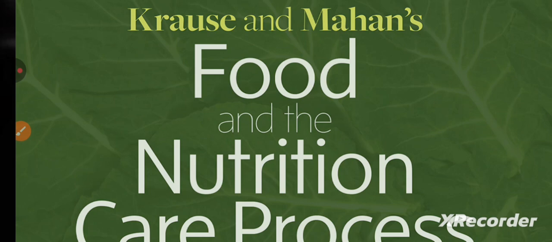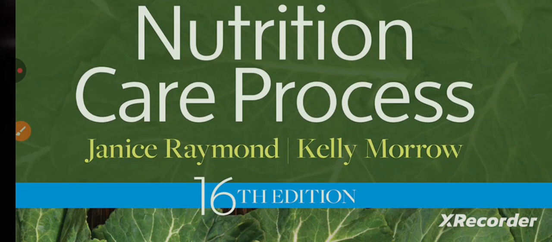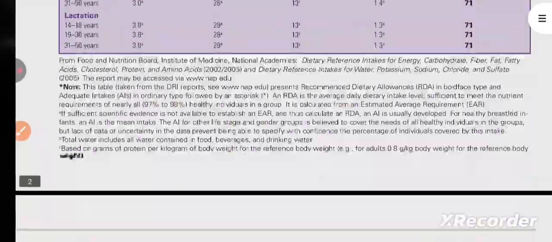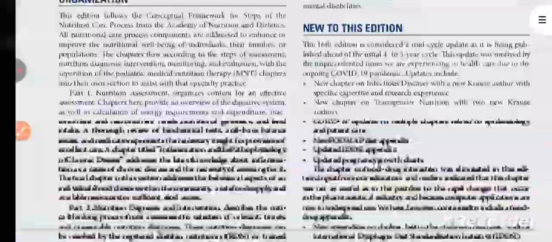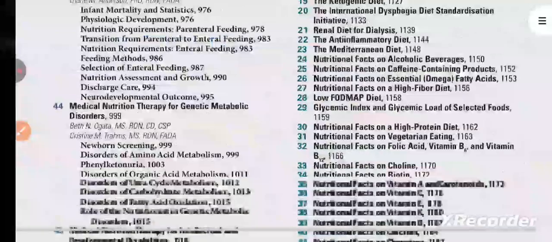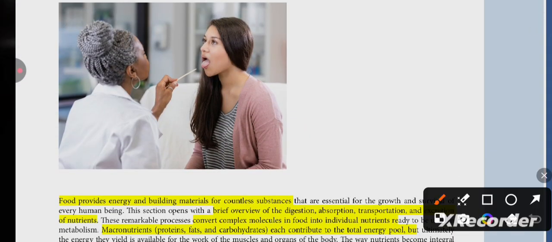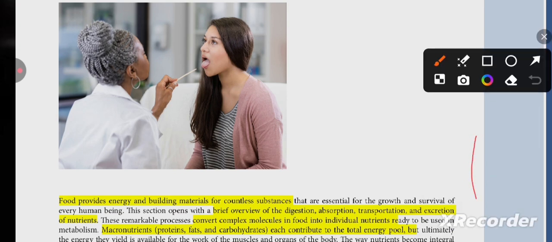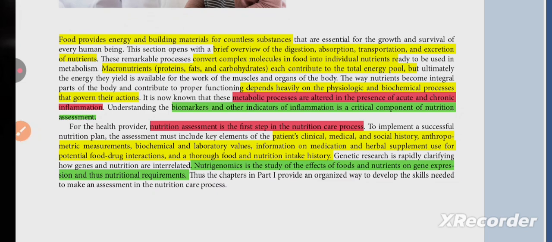Today is our first lecture of Krause and Mahan's Food and the Nutrition Care Process by Janice Raymond and Kelly Morris, 16th edition. The first part of this book is Nutrition Assessment. Before going toward the main topic of assessment, let's first discuss some main points of this lecture.